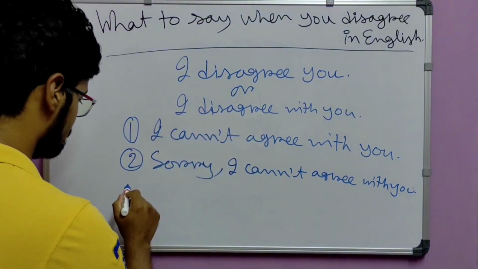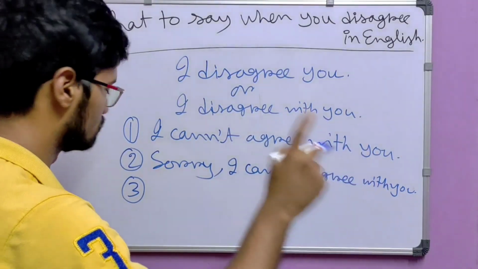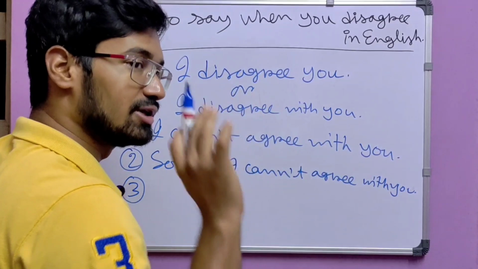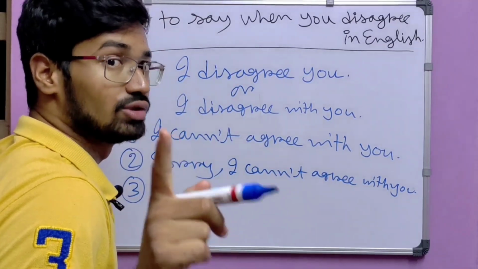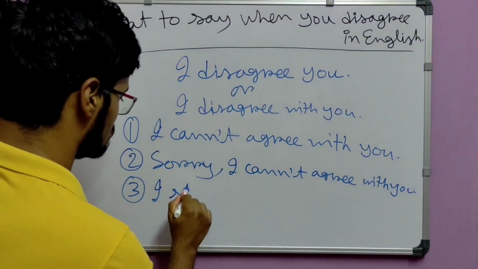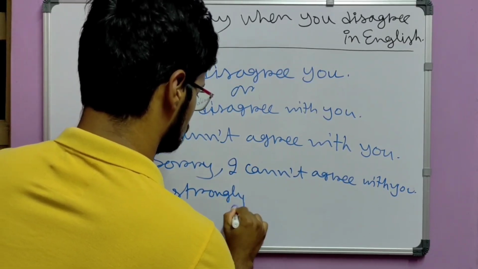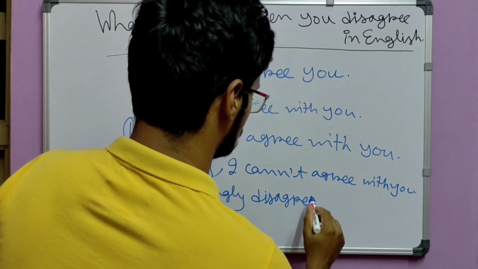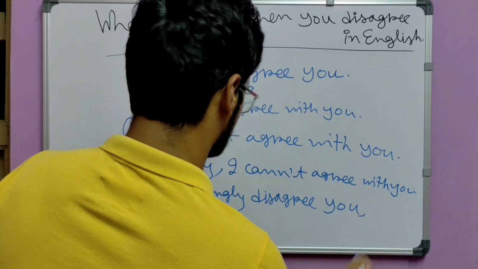Or you can say I strongly disagree you. When you are damn sure to disagree with someone, then you can use this: I strongly disagree you, or I strongly disagree with you. I strongly disagree you or with you.